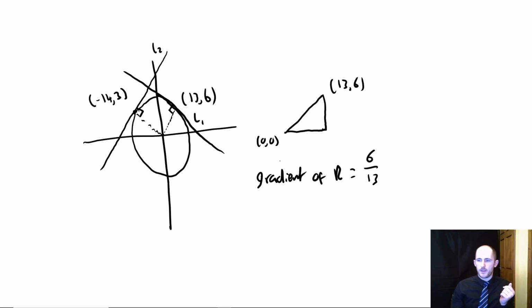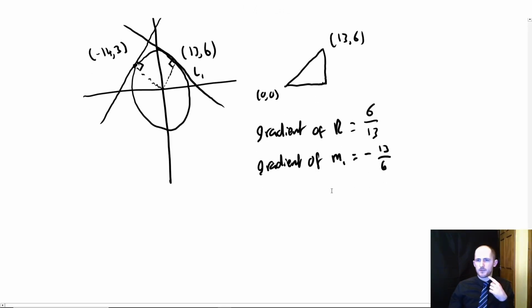Okay? So the gradient of M1 is just negative 13 over 6. Can I ask if this was a calculator paper? Do you know? Because these numbers are pretty annoying.